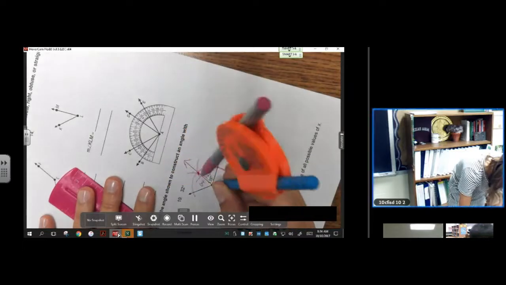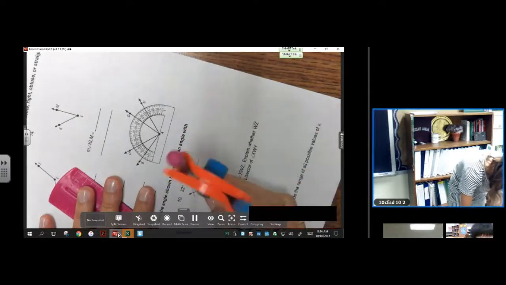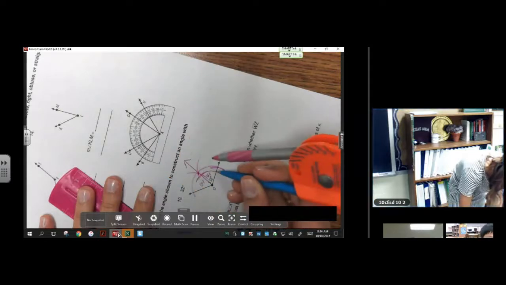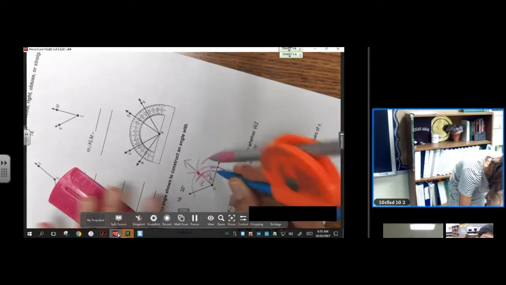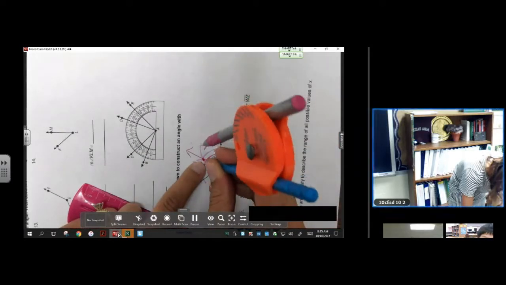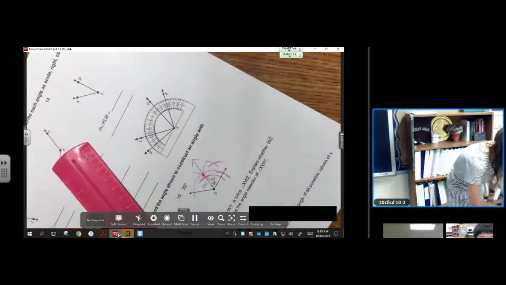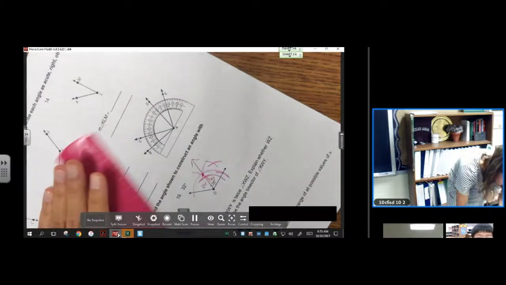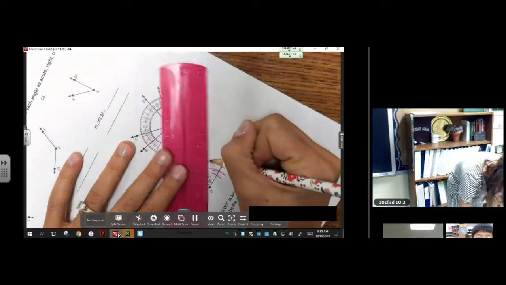I'm going to make an arc. I hit my new angle twice, and that's where I put my needle. I put my needle once where it hit, and then I put my needle twice where it hit. So then I connect them. I connect this with point D.